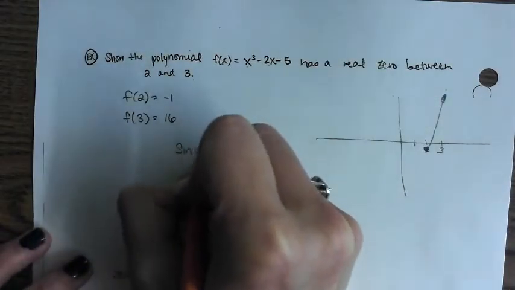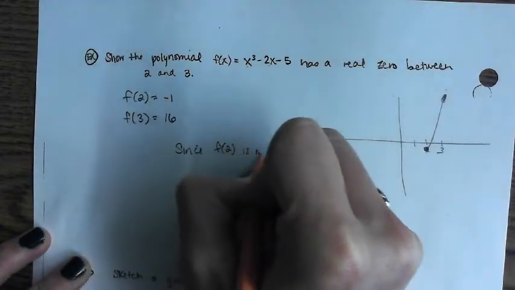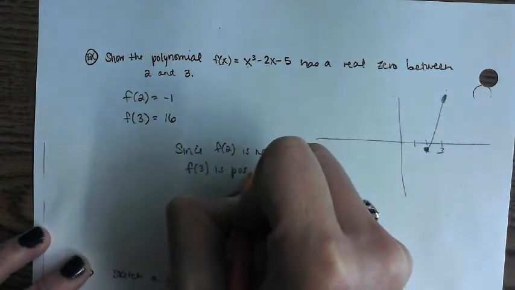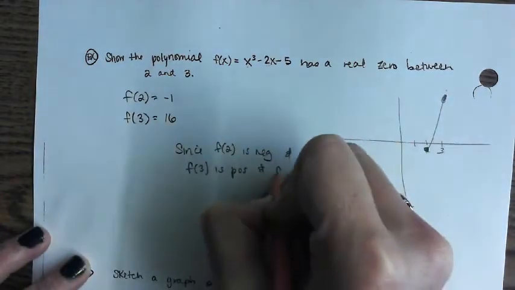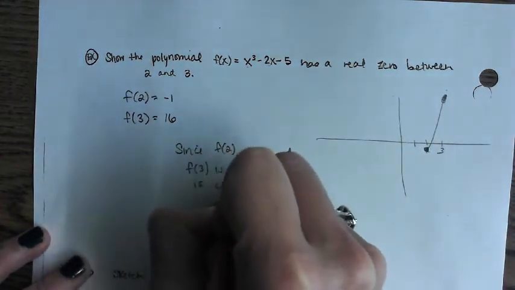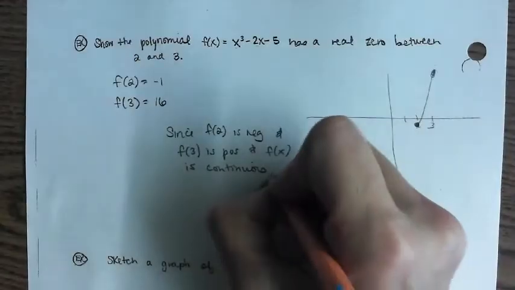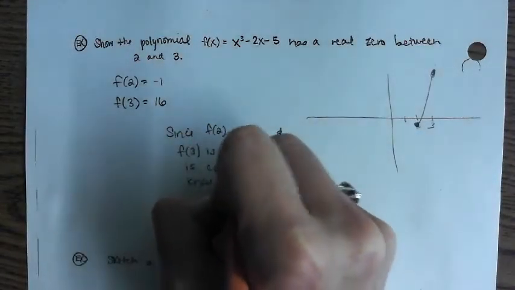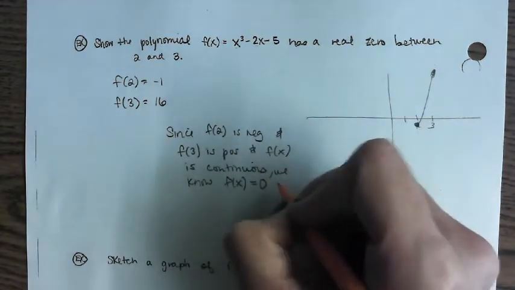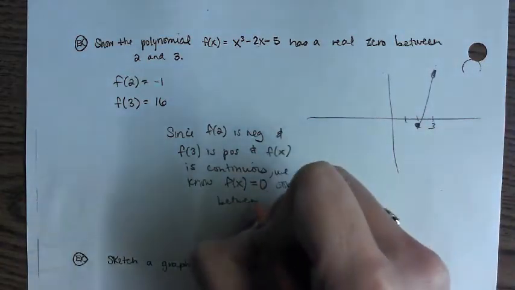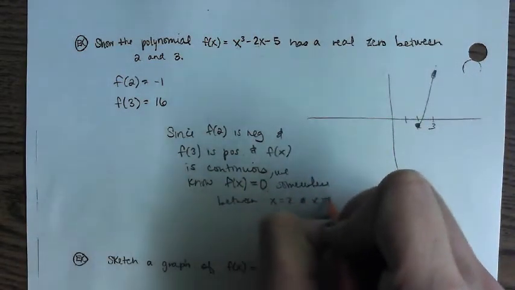So since f of 2 is negative and f of 3 is positive, and f of x is continuous, that's key. Because if this was like a piecewise function and there was some break in action between 2 and 3, you'd have to reconsider. But since it's continuous, we know f of x equals 0 somewhere between x equals 2 and x equals 3.